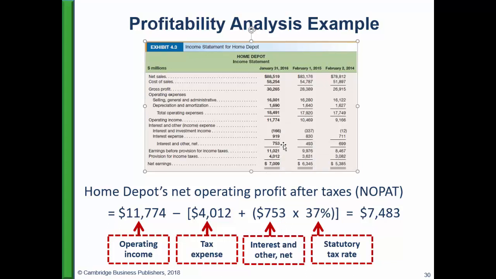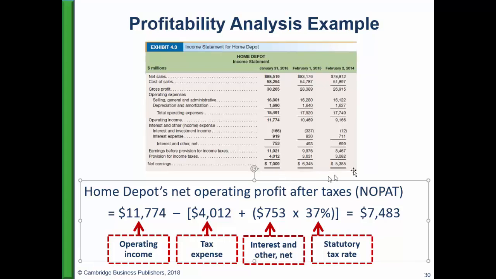So that means that they had some tax savings from interest expense, and therefore your taxes on your operations were actually higher. And therefore your taxes on operations are 4012 plus 753 times 37%. So that would give you NOPAT, net operating profit after taxes, of 7483.